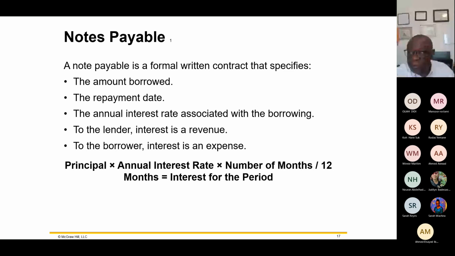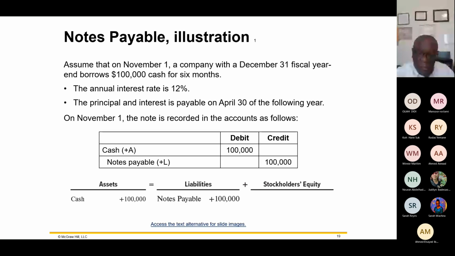We talk about note payable, loan payable, or long-term debt payable, anyone that falls within 12 months of repayment that become current liabilities.